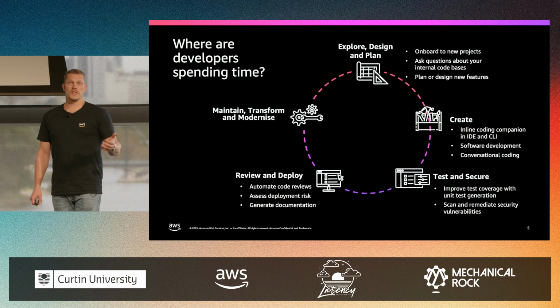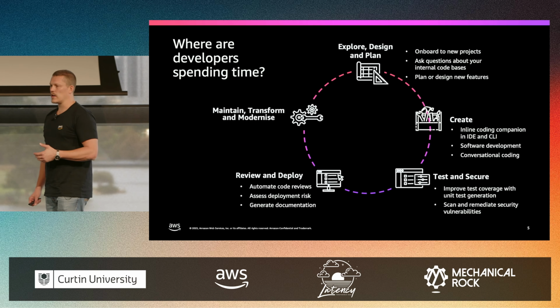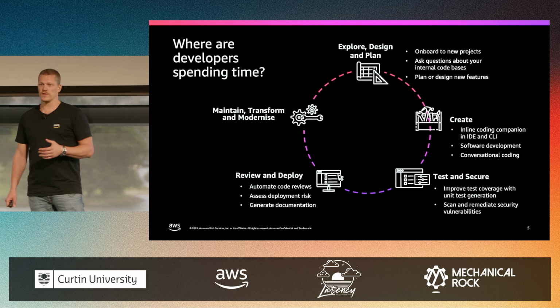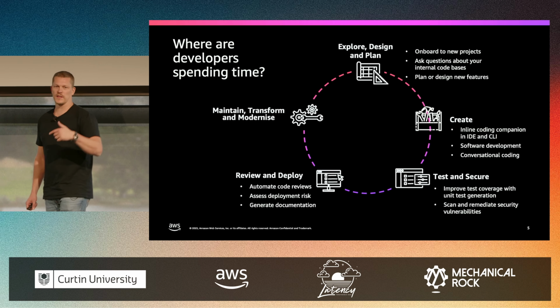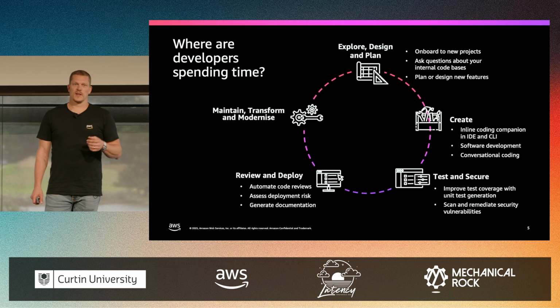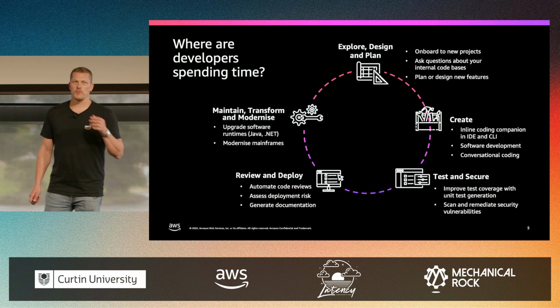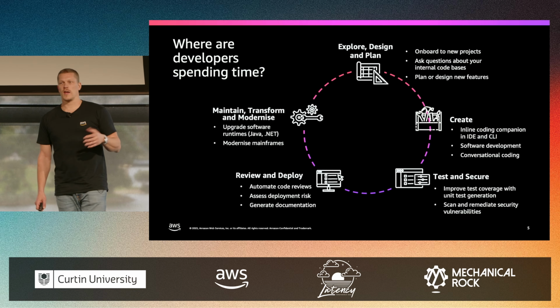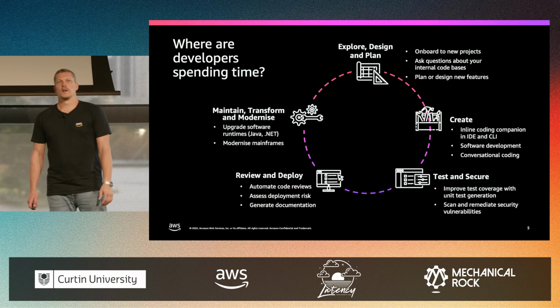Being able to assess risk around deployment, generate documentation. Again, like I've opened, must be hundreds now of repos with no README file, just the standard boilerplate thing that you get from like a Create React app or any other tool of choice. And then, as I said, upgrading software runtimes, Java, .NET, and mainframes. I hope none of you are in that camp, but it is out there in the wild.